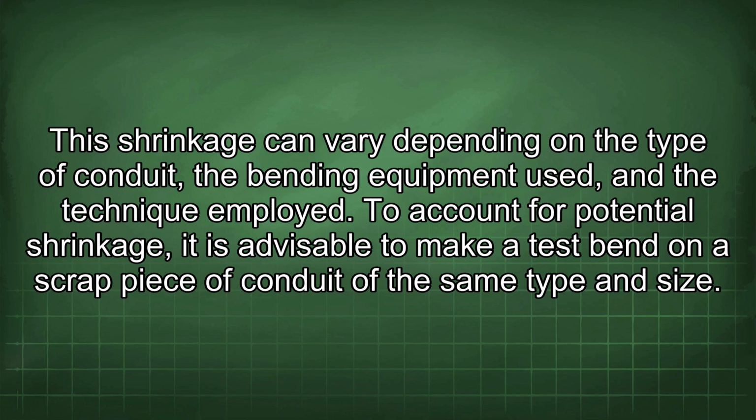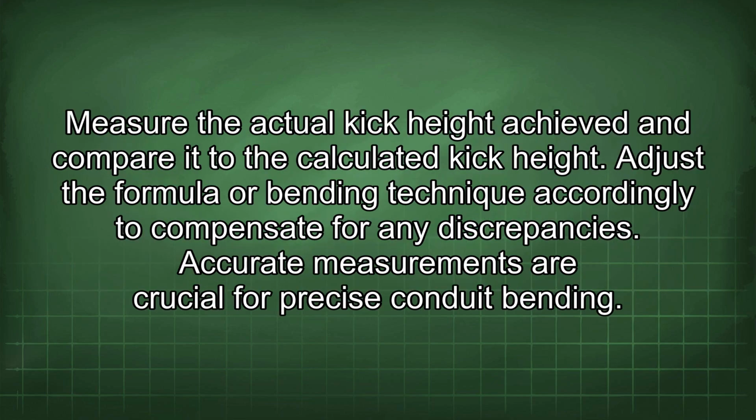To account for potential shrinkage, it is advisable to make a test bend on a scrap piece of conduit of the same type and size. Measure the actual kick height achieved and compare it to the calculated kick height. Adjust the formula or bending technique accordingly to compensate for any discrepancies.